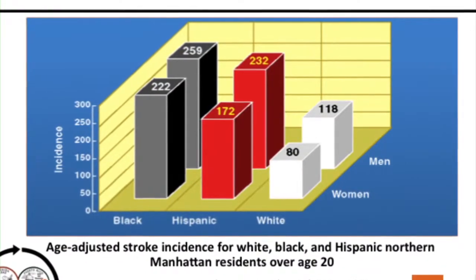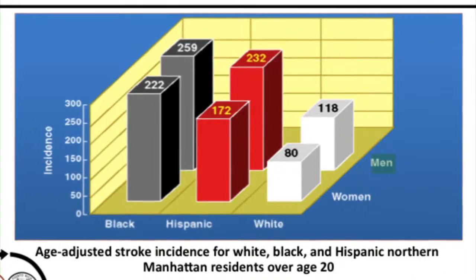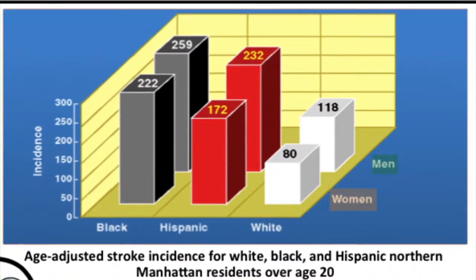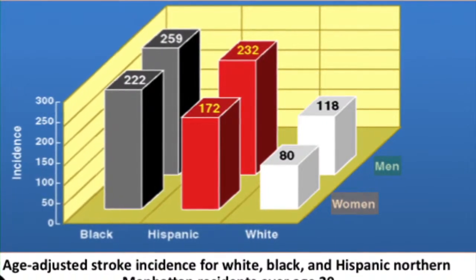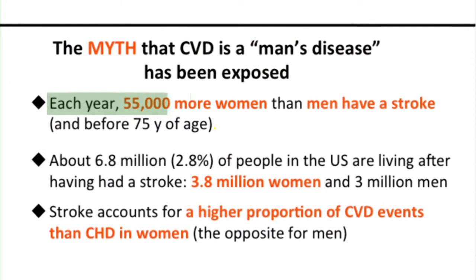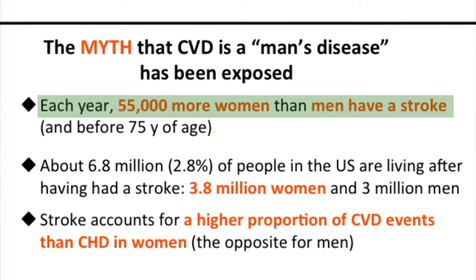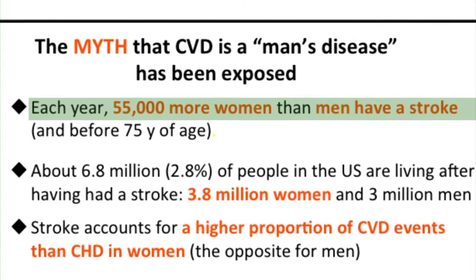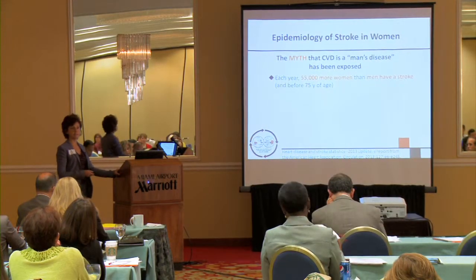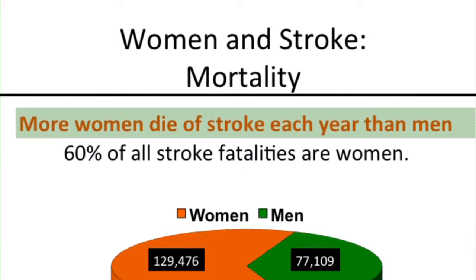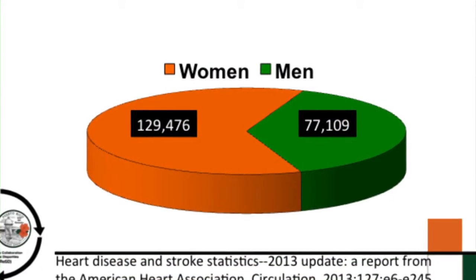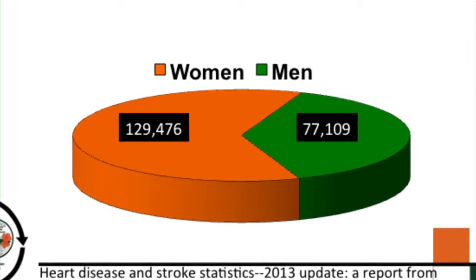This shows that men have a greater incidence of stroke across all three race-ethnic groups than women. However, as you know, women live longer, so the number of strokes in women in the United States is higher. Each year, 55,000 more women than men have a stroke, and that's true not just for all women, even for women younger than 75 years of age. More women die of stroke each year than men. That translates to approximately 60% of all stroke fatalities being among women. Overall, prevalence of stroke is about 2.8% of people living in the United States.